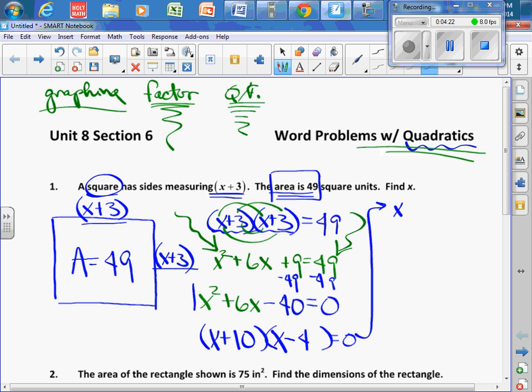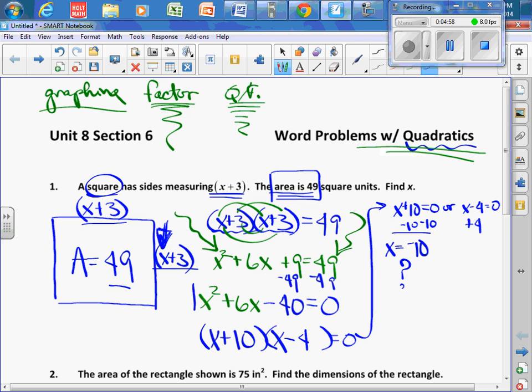Well, what does that mean? That means x plus 10 is equal to 0, or x minus 4 is equal to 0. Remember what we were doing before? When I subtract 10 from both sides here, I get x is equal to negative 10. Now, my question is, would that work on a square? If I were to put negative 10 here, wouldn't I have negative 10 plus 3 is negative 7? I mean, sure, negative 7 squared is 49, but could we use negative 10 for the dimension of a square? No.